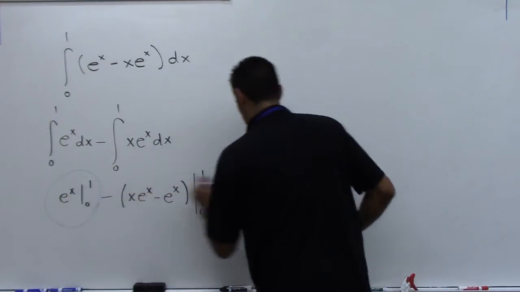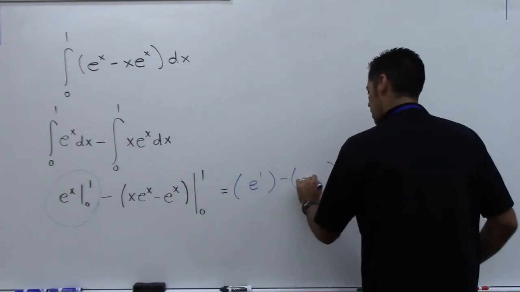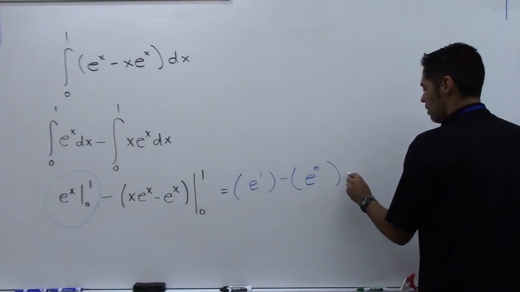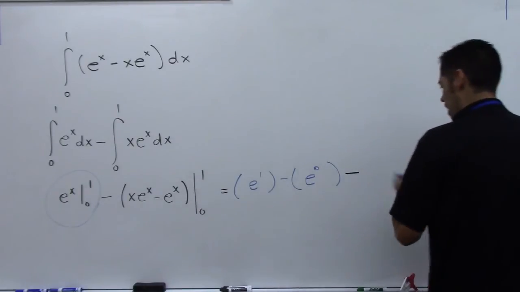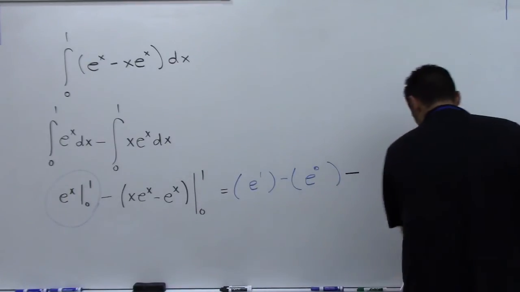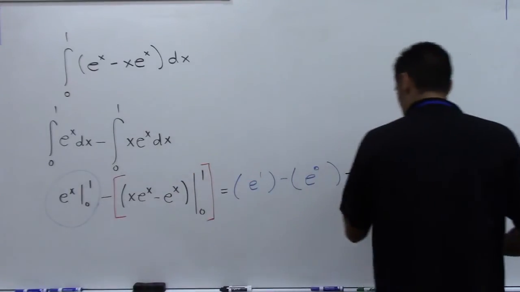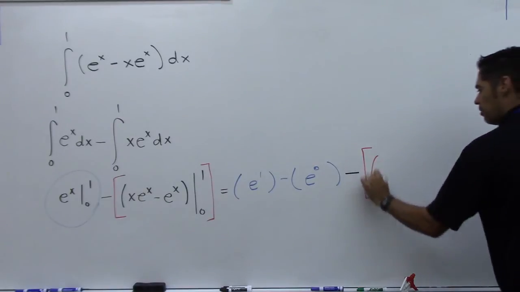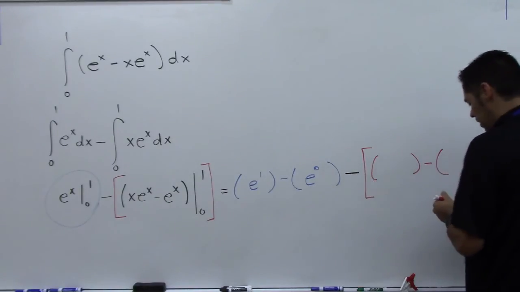Plug in 1, e to the 1. Plug in 0, e to the 0. And then I have minus, because of this. And then I'm going to have two things, so I'll be real careful here. It's minus whatever this turns out to be. So minus whatever that turns out to be, and that has two things in it. So notice my parentheses and stuff. I have that minus hanging out here.